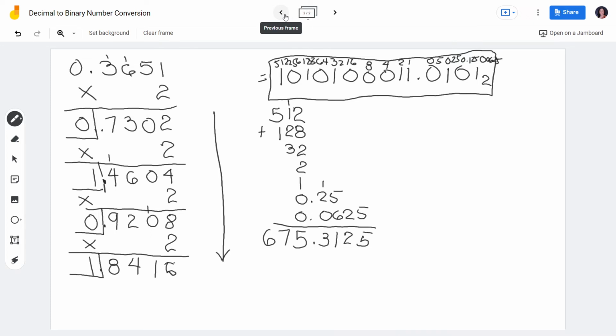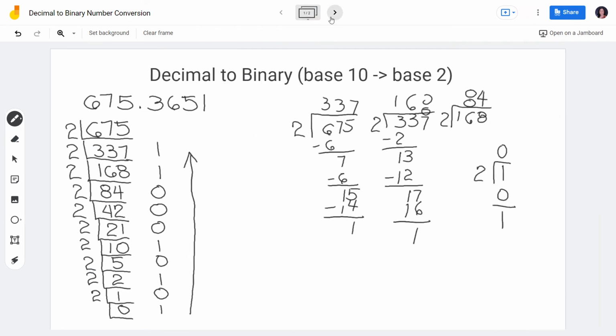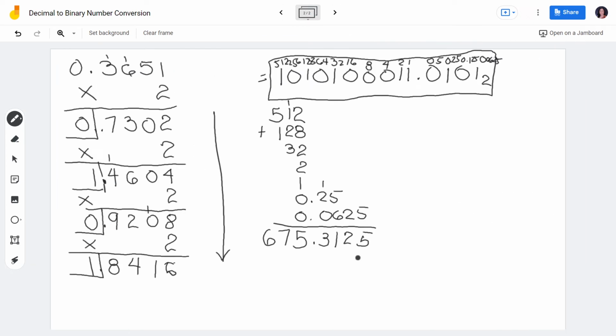And while the fraction part is 3651, we get 3125. So the question now is, is it wrong? Actually, it's not wrong. Why? Because it just means that 3651 is not a sum of powers of 2. So 3125 is the nearest value to 3651.